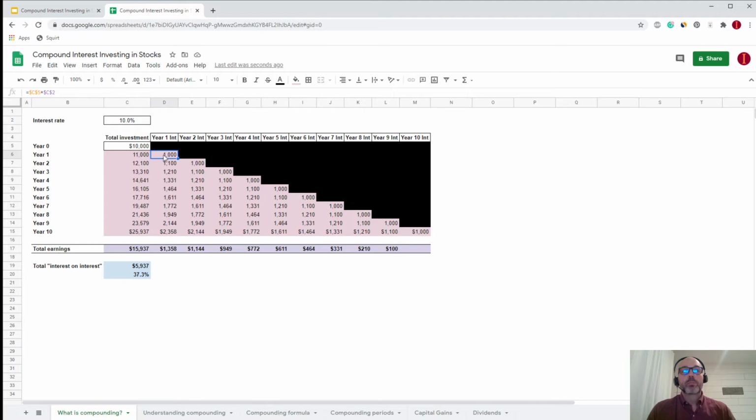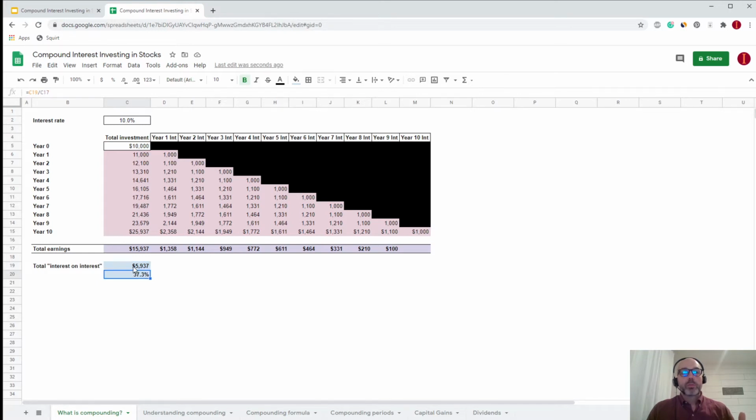For year one, $1,000 in interest turns into $2,358. It earns another $1,358. So the sum of all this interest on interest ends up being $5,937, which makes sense. Total earnings were $15,937. So $10,000 earned 10% for 10 years, that's another $10,000, plus then the interest on interest, $5,937.